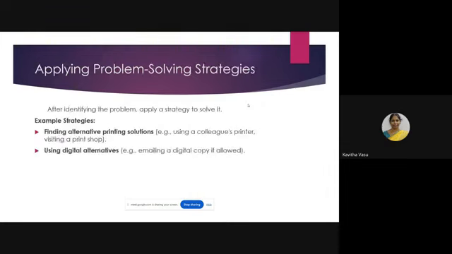Next, we will apply the problem-solving strategies. How will we apply the problem-solving strategy? Discuss the next step after identifying the problem: choosing and applying a strategy. That means examples include finding alternative printing options, such as using a colleague's printer or visiting a print shop, or considering digital alternatives like emailing the report. The flexibility of the problem-solving strategy applied here: the slide emphasizes the need to be adaptable and select the strategy that best fits the situation.